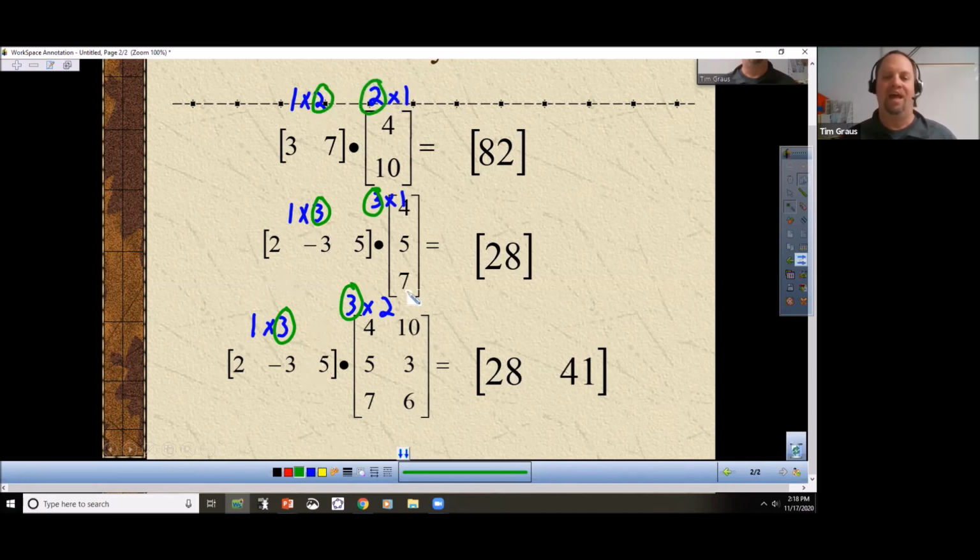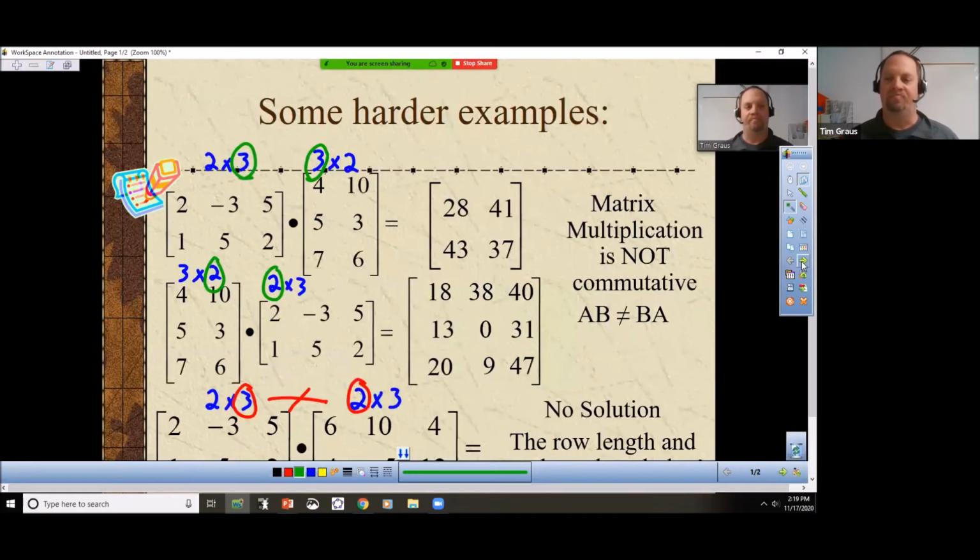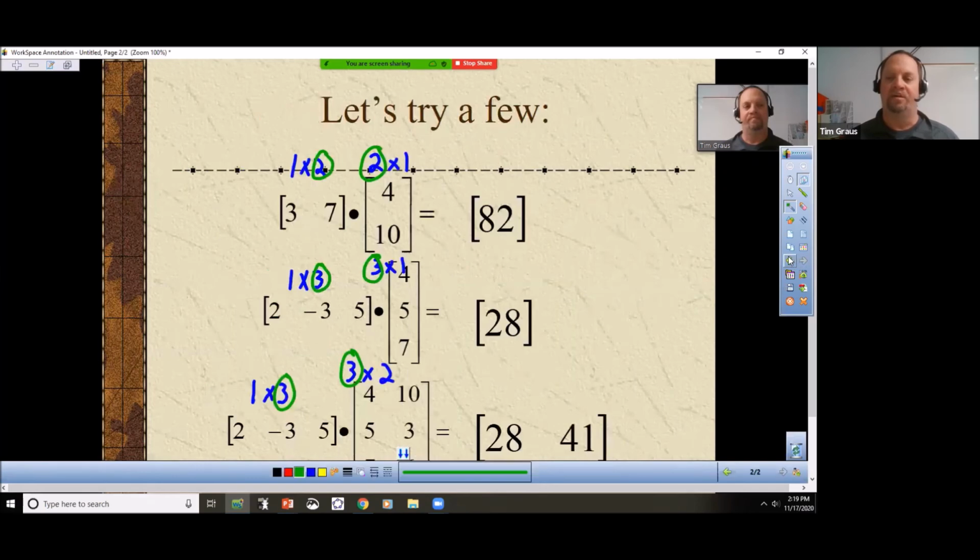So we don't have to have outer dimensions that match up. All we have to have is inner dimensions that match up. But does that mean that the outer dimensions are not important at all? Actually, I think there is something to these outer dimensions.